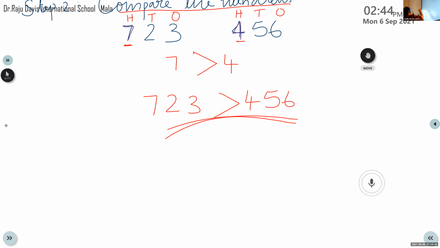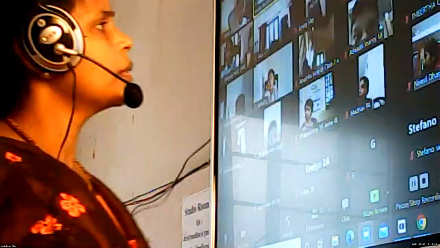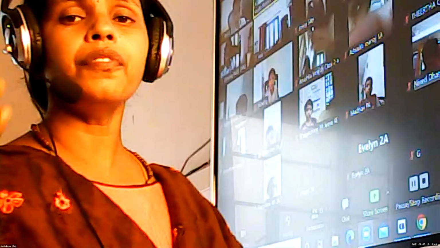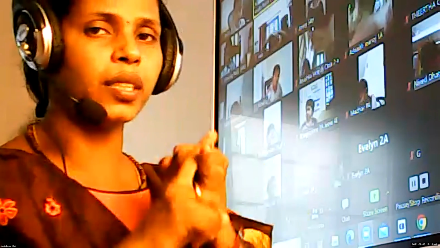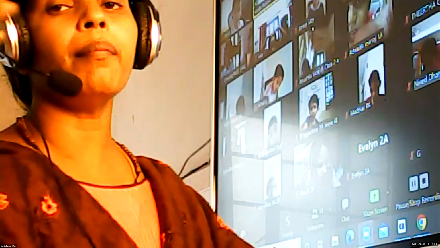Now, if the hundreds place is also the same, what will we do? For comparing 3-digit numbers, we move to the tens place. If 3-digit numbers have the same number of digits and the same hundreds, we move to the tens and compare the tens. Now let us see one example.